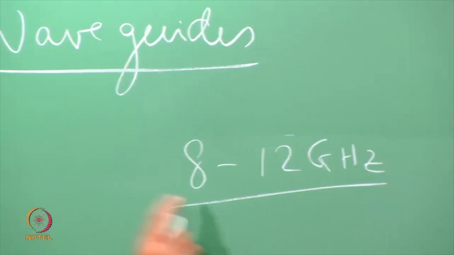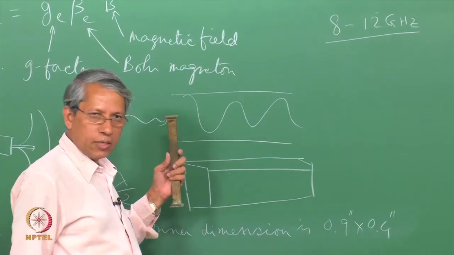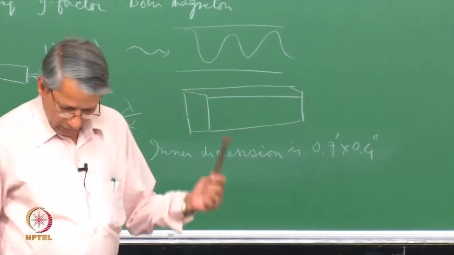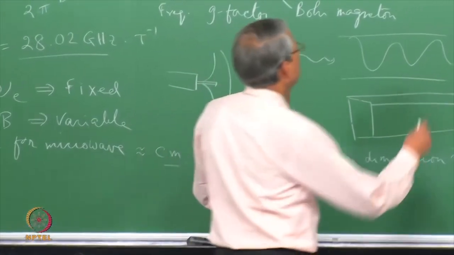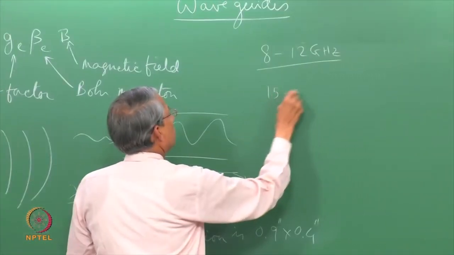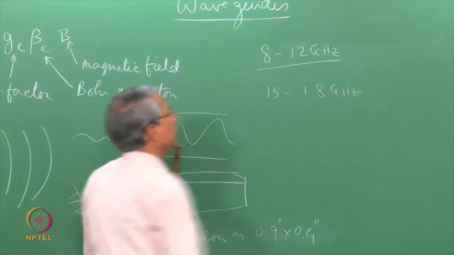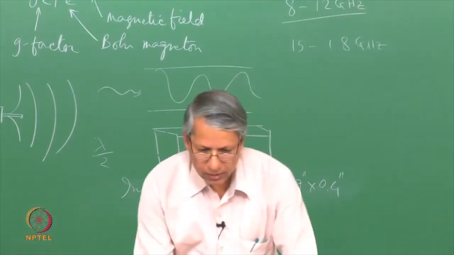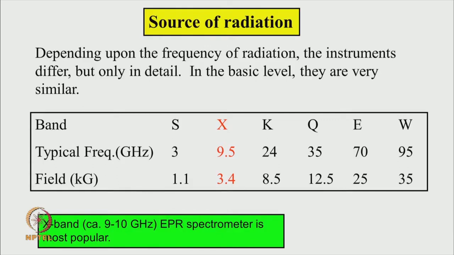Here we give a certain letter code to different frequencies that this waveguide can carry. Similarly, this one can carry a frequency which is, let us say, 15 to 18 gigahertz, some higher frequency is carried by this one because the dimension is smaller. So, the next slide gives you various types of microwave frequency and what is the letter code for them. So, S, X, K, Q, E, W. The representative frequency is 3 gigahertz here, 9.5, and then other frequencies given here.